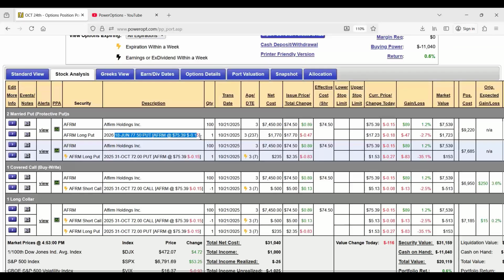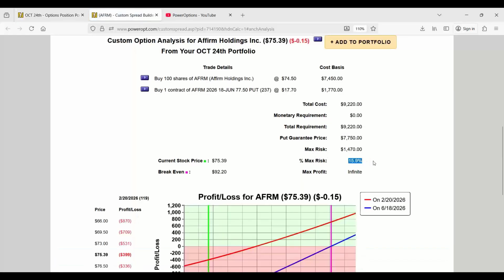But I likely would have bought the June 77.5 put. Looking at it now, it probably would have been the June 80 put, or I think there was a May series, so I might have gone with the May 80 as well. But in any case, it did cost a fair amount, $17.70. This put is far out in time. Paid a high premium for it. In fact, the maximum risk is higher than I would have liked. It's up to 15.9%. I never go above really 8 in my married put portfolios.